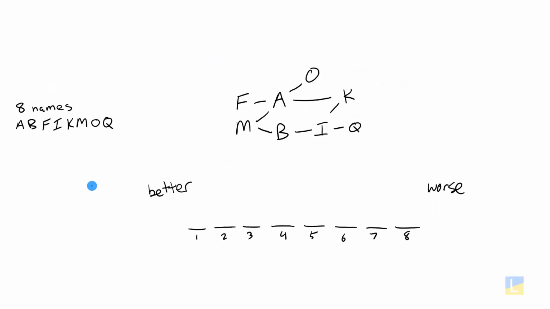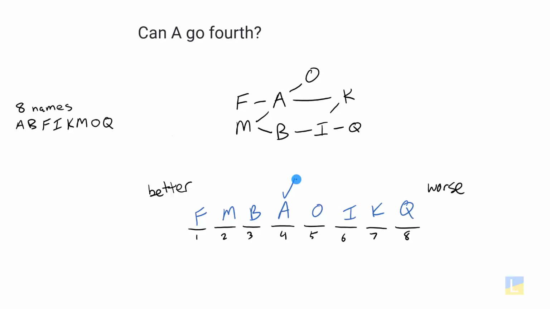Here's the problem. If I were to ask you whether or not A can go in the fourth spot, here's how some students would think through that question. They would actually try to come up with one possibility that they can visualize where A can go fourth. Here's what I mean. They'll go, well, I guess F could go first, and then M could go second, and then maybe I could put the B third. Yeah, it looks like the A could go fourth, because then after the A, I guess you'd put like O, I, and then K, Q. Yeah, that looks like A can go fourth.